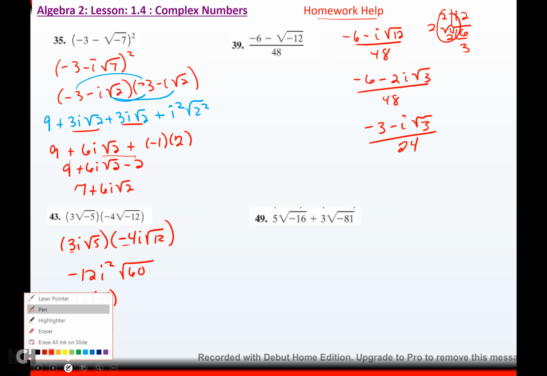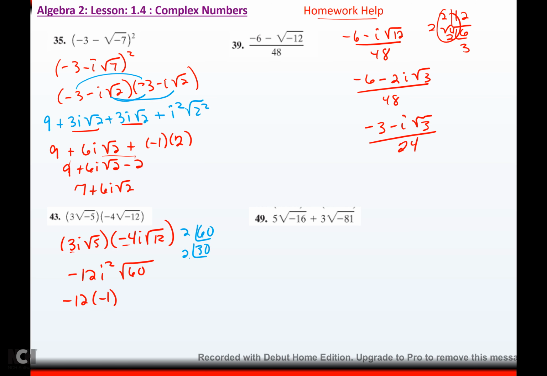I'm going to break down 60. By 2 is 30. By 2 is 15. By 3 is 5. Square root of 4 is 2. So this is going to be times 2 square root of 15. And that's going to give me positive 24 square root of 15.